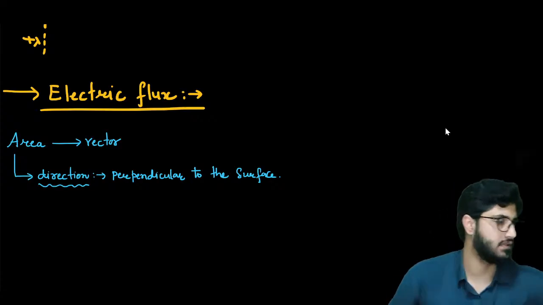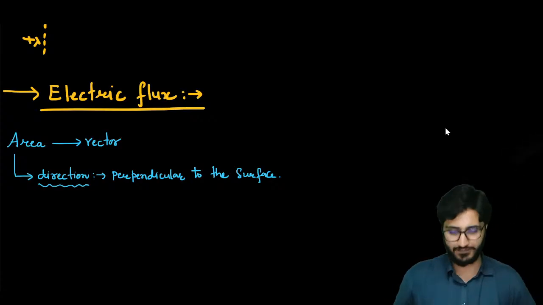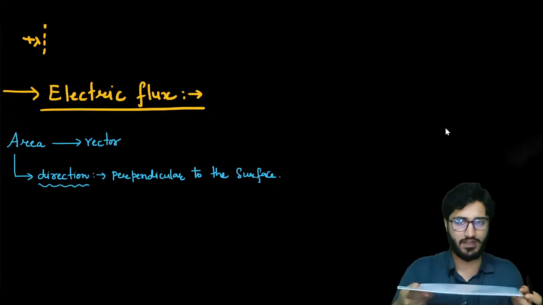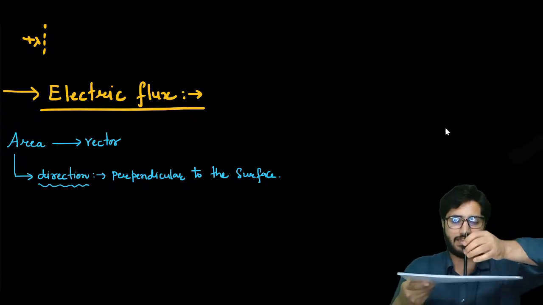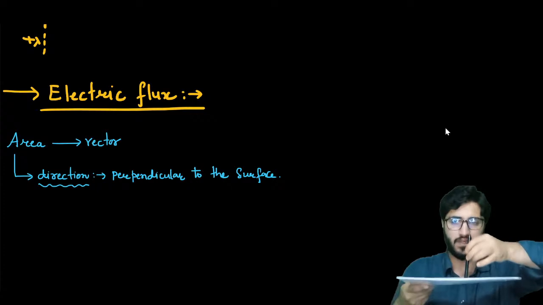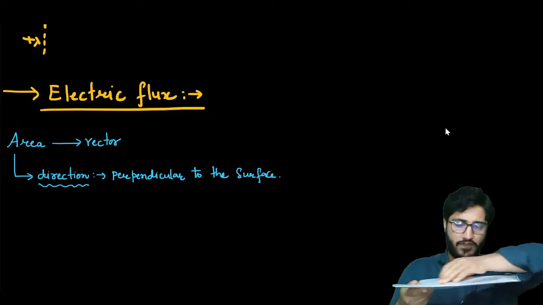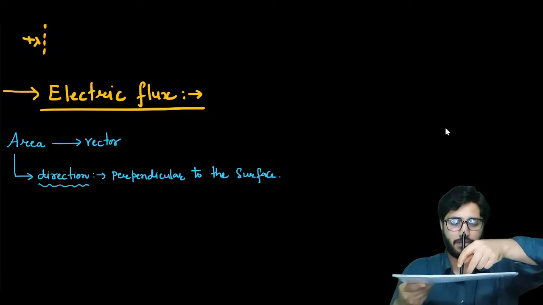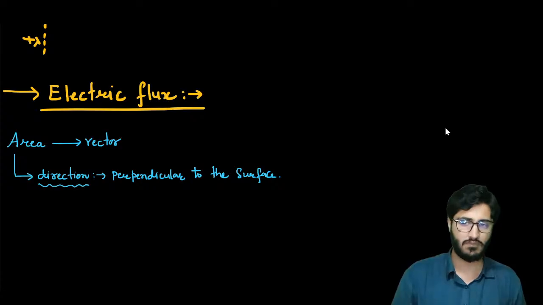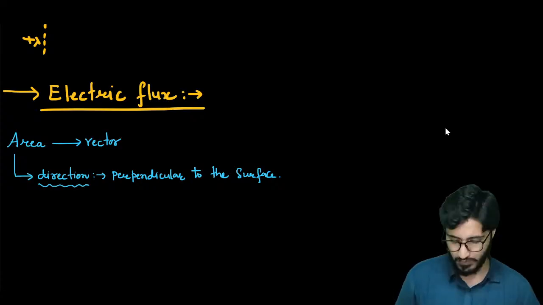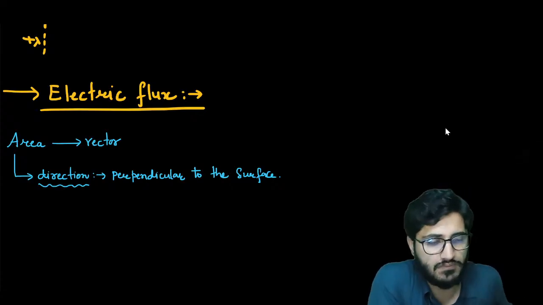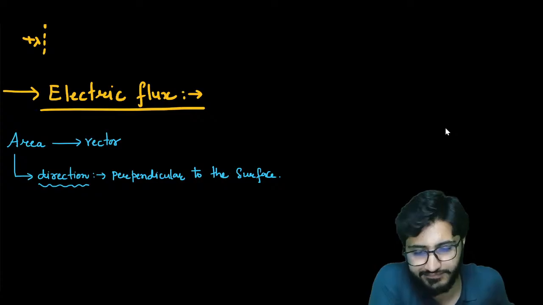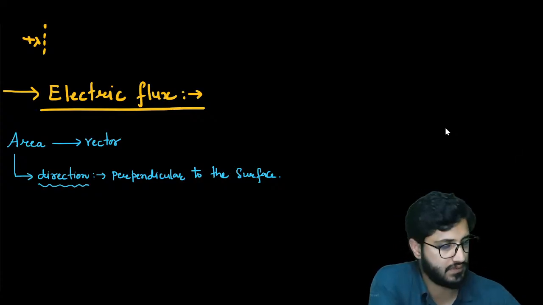Suppose this is my area, and we have to find its direction. Its direction will be in this way. Look, it is perpendicular. The direction of the unit vector of my area should be perpendicular, normal, to the surface. The angle between them should be normal. Then it represents the direction of my area.